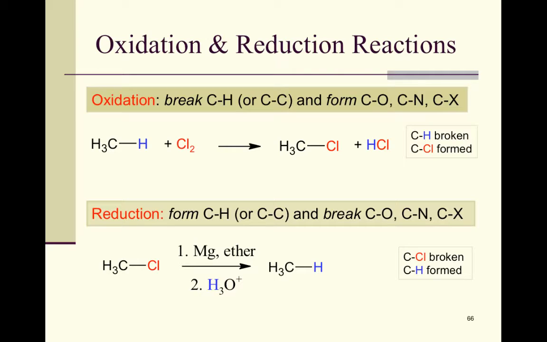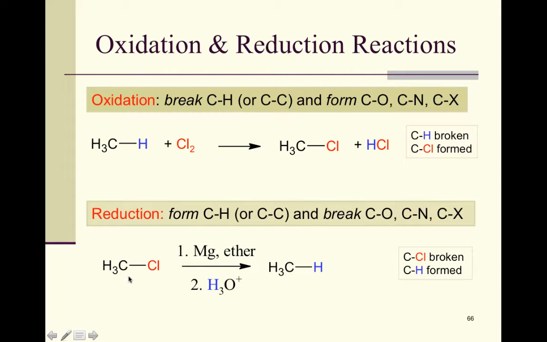In our first reaction here, what's going to happen is we're actually breaking a carbon-hydrogen bond, and it's forming a carbon-chloride bond. Since we have a broken carbon-hydrogen bond and a formed carbon-chloride bond, chloride being more electronegative, this is an example of an oxidation reaction. A reduction is when we form a C-H or C-C bond and we break the carbon-oxygen, carbon-nitrogen, or carbon-halogen bond.